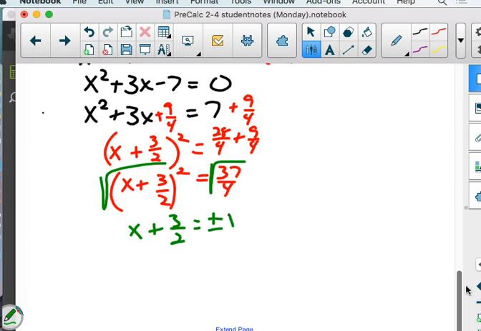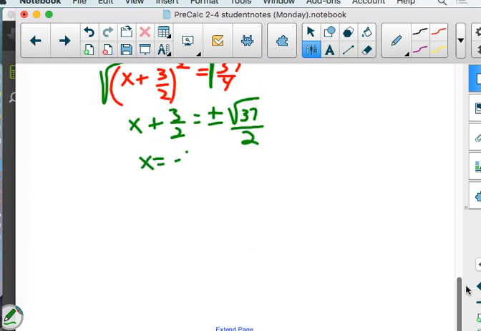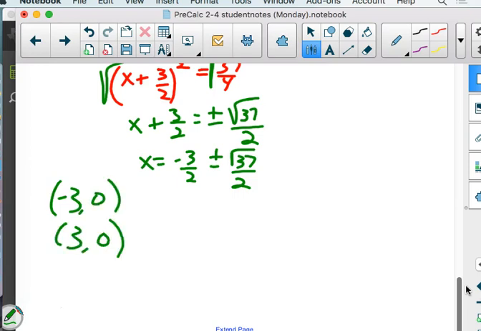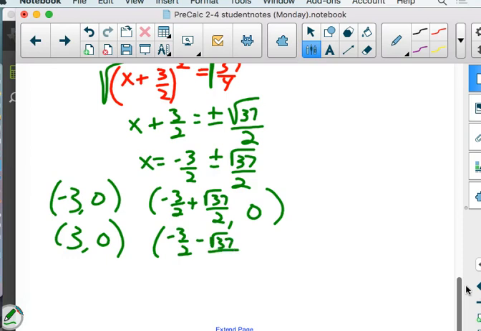The square root of 37 is not nice. 37 is prime, so we're just going to leave that as the square root of 37. But the square root of 4 is 2. And then we go ahead and subtract 3 halves from both sides. So we'll have negative 3 halves plus or minus the square root of 37 over 2. And I remember they started us off with these two for zeros. And we now have two more. We have negative 3 halves plus the square root of 37 over 2, 0, and negative 3 halves minus the square root of 37 over 2, 0. And we have 4 of them.